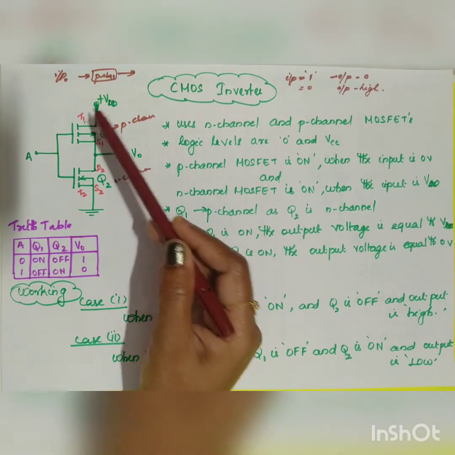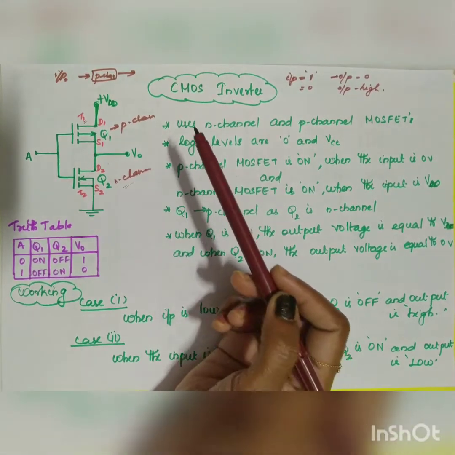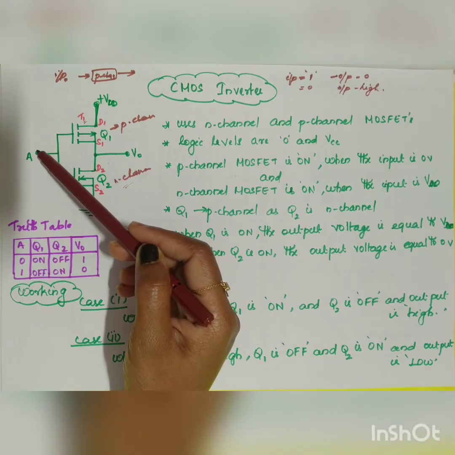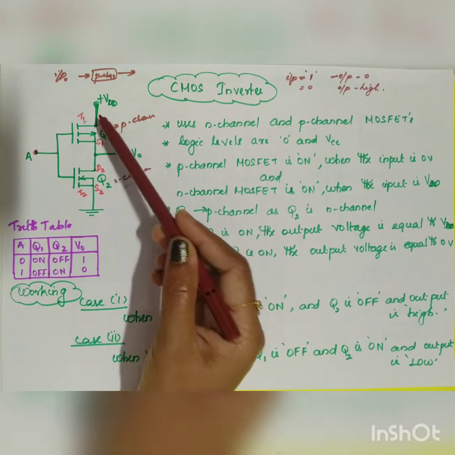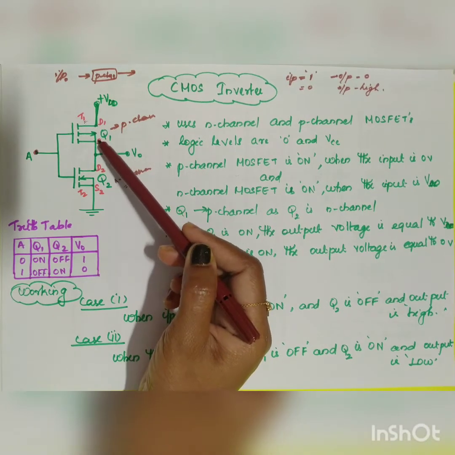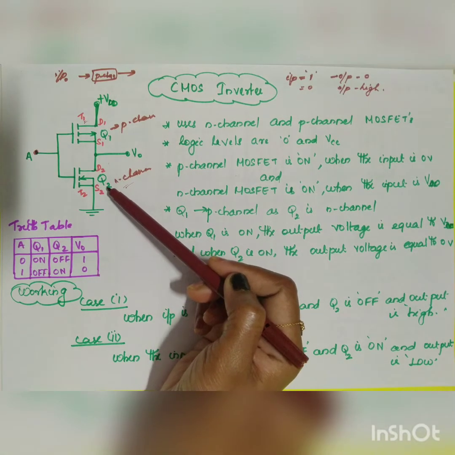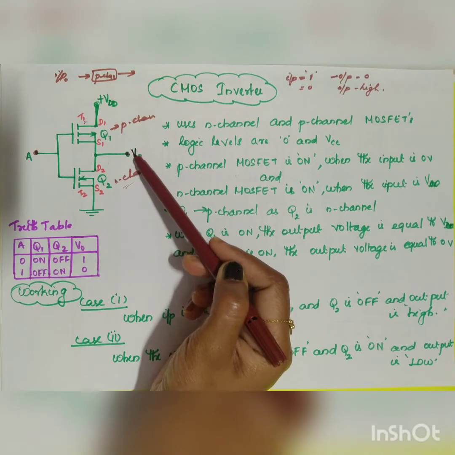So the transistor T1 is your P-channel and your transistor T2 is your N-channel enhancement MOSFET. Okay, and you have input A will be your input and your output is taken across your, so this is going to be your drain and source of your transistor Q1, and this is going to be your drain and source of your transistor Q2. The output is taken across this point that is given as B0.